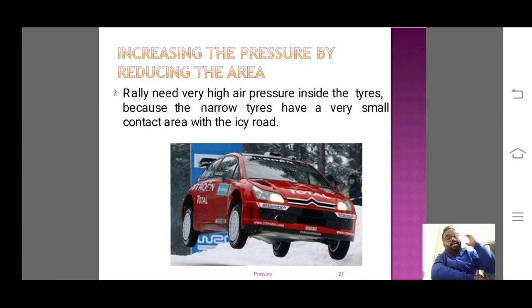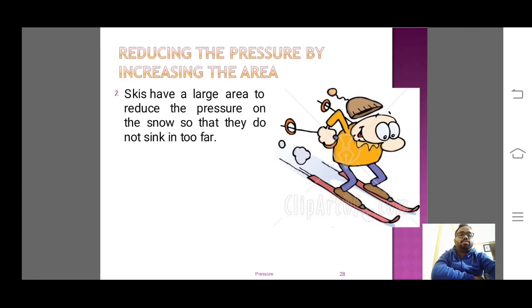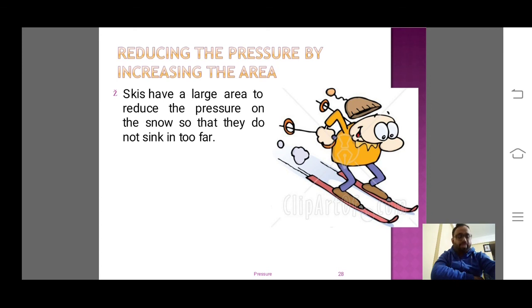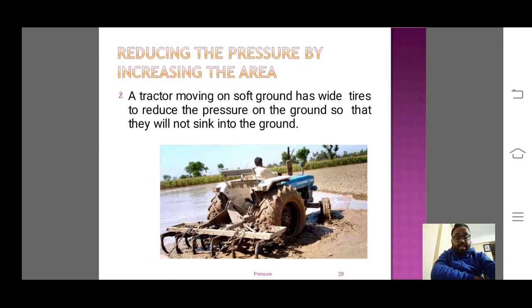Rally cars need a very high pressure in the tires because the tires are very small, and as a result that high pressure helps them to maintain the balance. So you can also reduce the pressure by increasing the area. This is example number 1. With skis, where people do ice skiing, the area is more, so the pressure exerted on the snow is less. Then this is an example of a tractor. A tractor moving on soft ground has wide tires so that the pressure on the ground is reduced and they can easily move.